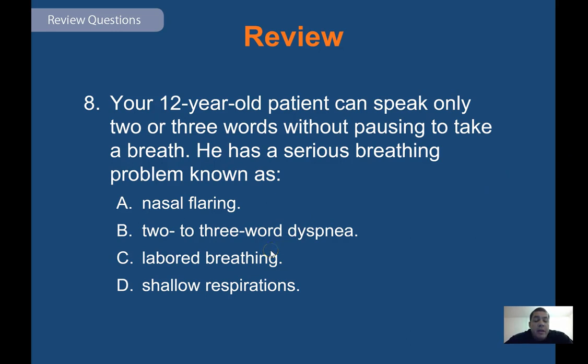Yeah, he's having labored breathing as well. But look at what the question is telling you. 2 or 3 words and 2 or 3 word dyspnea. So, the definition is basically right in here. 2 or 3 words without pausing to take a breath.